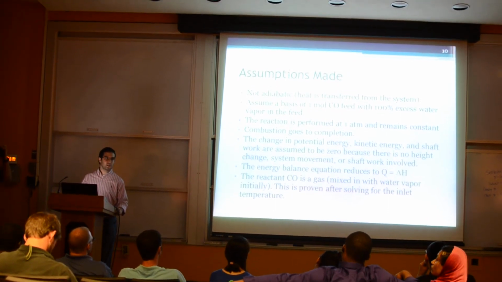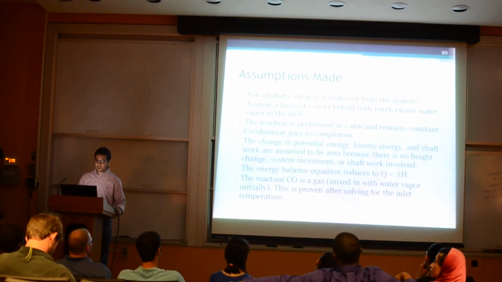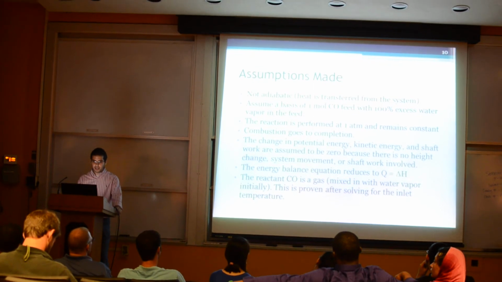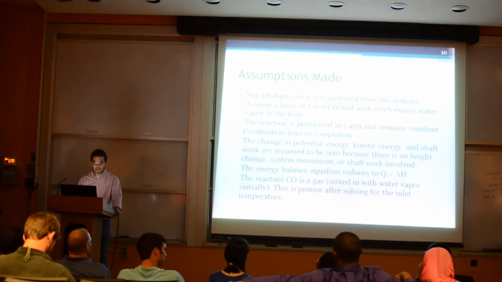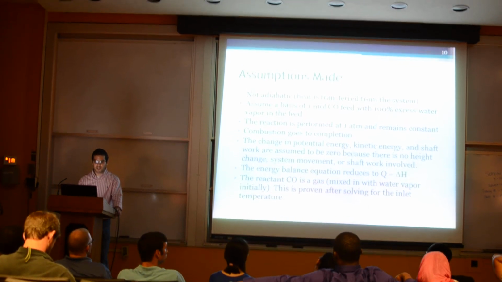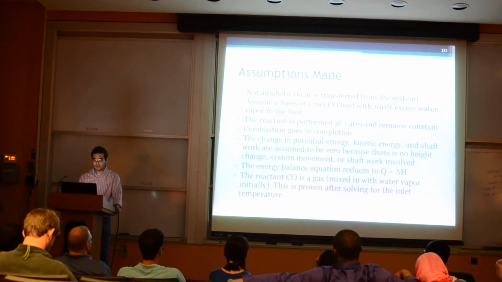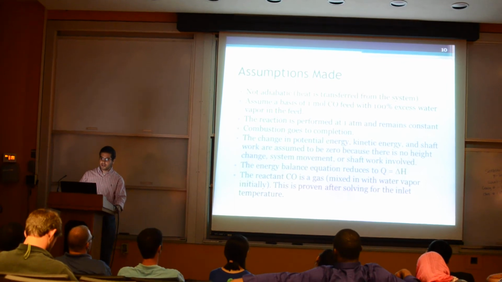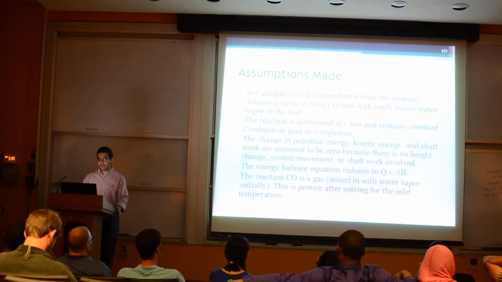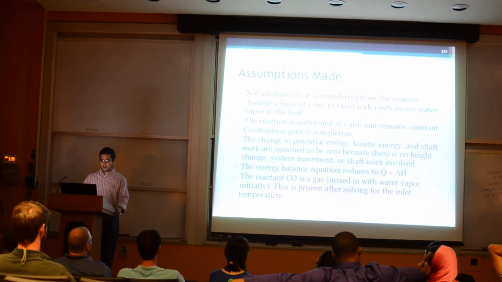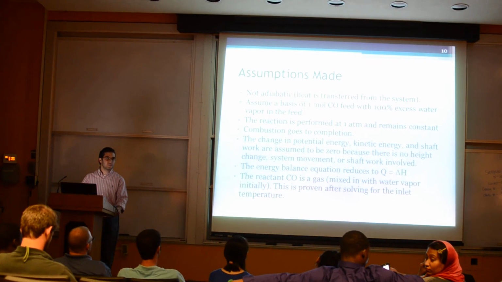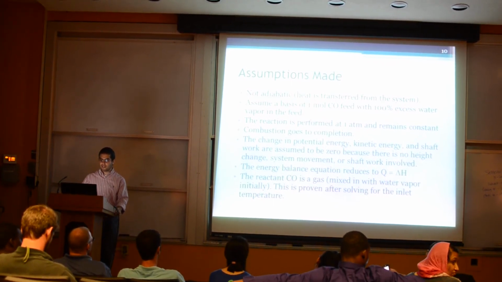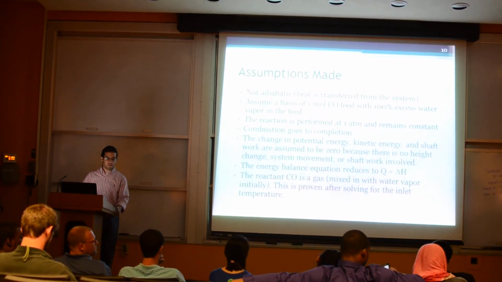Combustion goes to completion. The changes in potential energy, kinetic energy, and shaft work are assumed to be 0 because there is no height change, system movement, or shaft work involved. The energy balance equation reduces to heat equal to the change of enthalpy. The reactant CO is a gas mixed in with water vapor initially, and this is proven after solving for the inlet temperature.